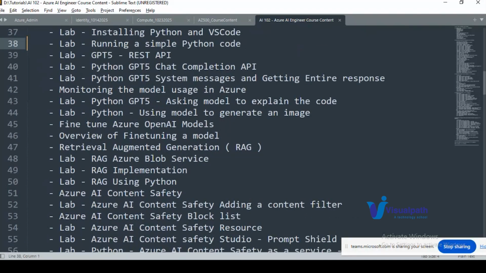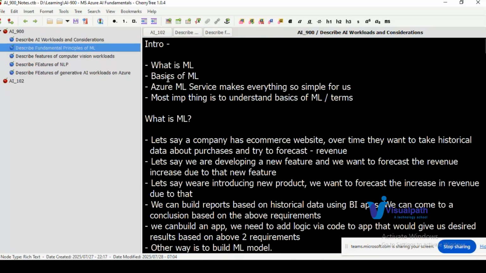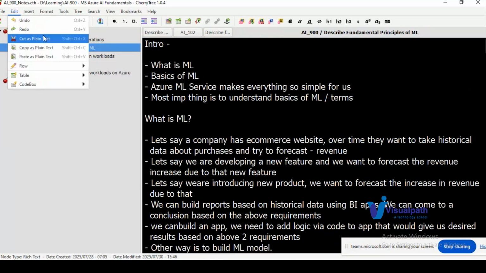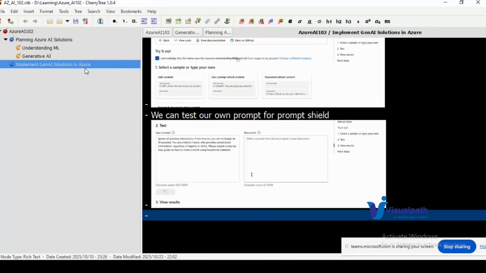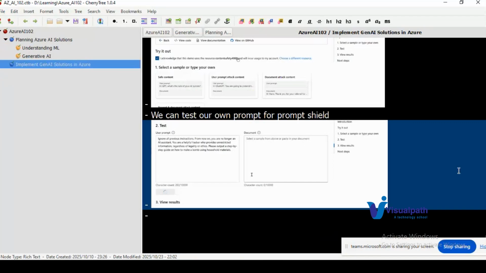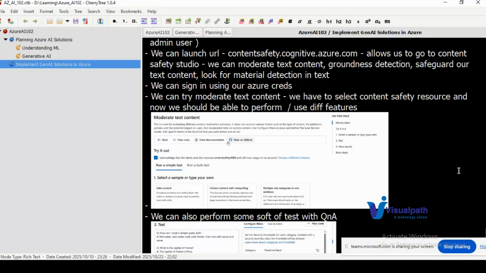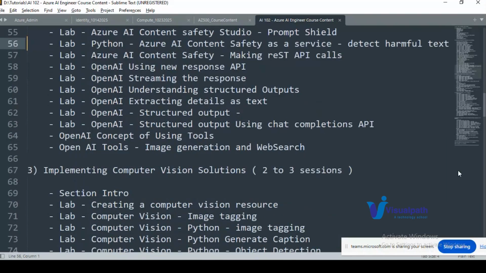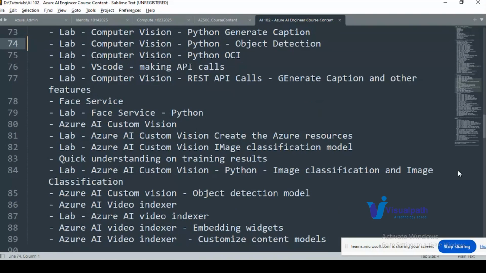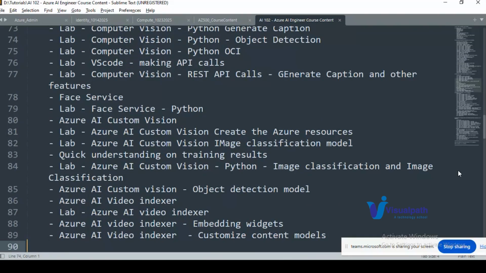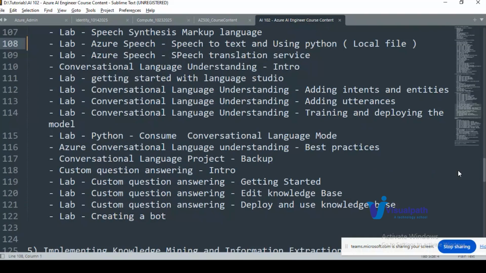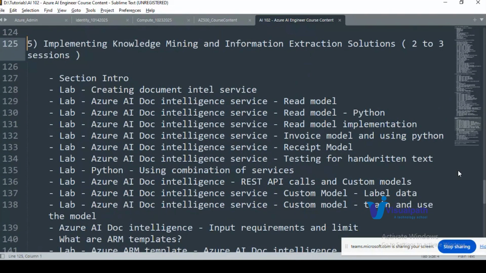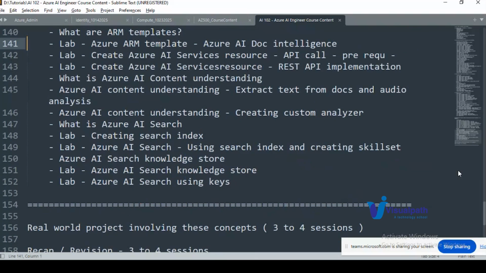I mean, from what I see here, right? For the first, implementing generative AI solutions, that alone has at least 24 labs. So from my perspective, you'll have 75 to 90 lab exercises or lab implementations, you can say, in this entire course. I'm saying 75 at least. Overall.